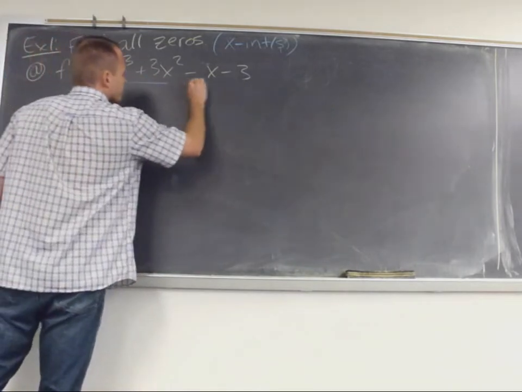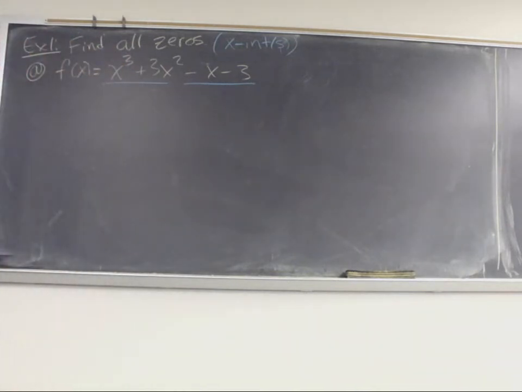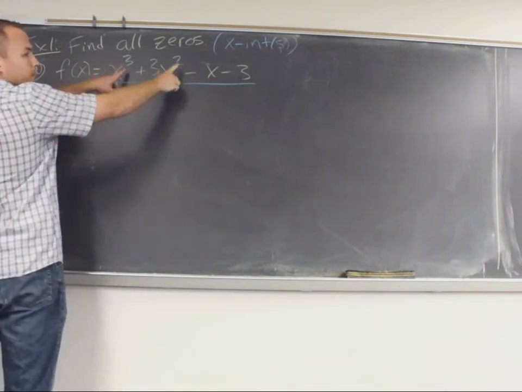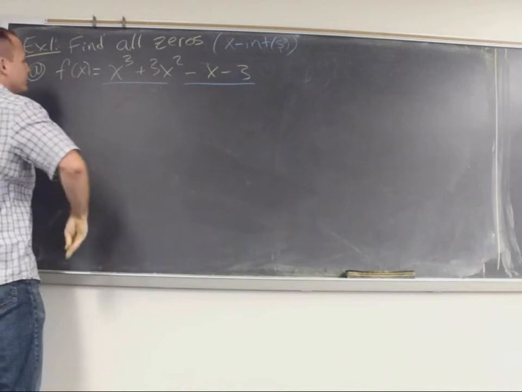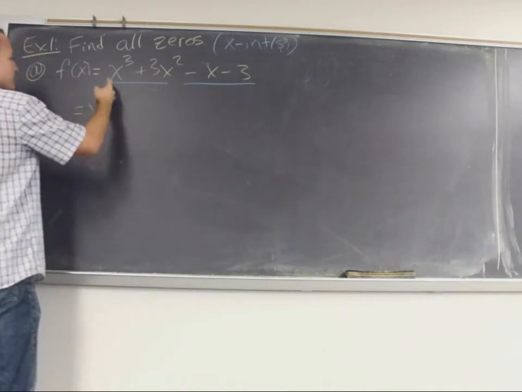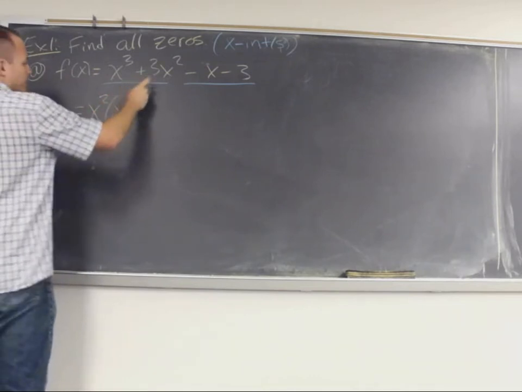Here's my first group, here's my second group. So what does my first group have in common? This is group 1. What does it have in common? They both have an x squared. So I'm going to factor out an x squared. So this is equal to x squared. When I take an x squared out of this x cubed, I'm left with x, and then plus 3.